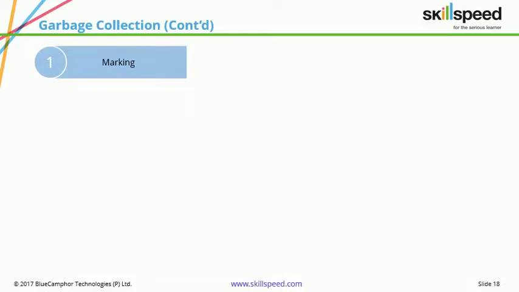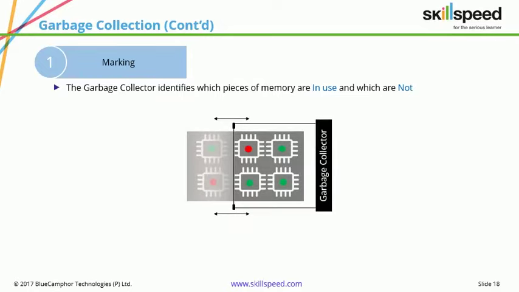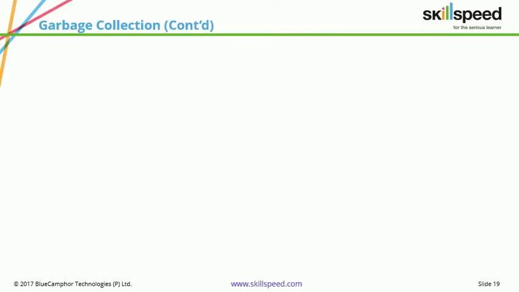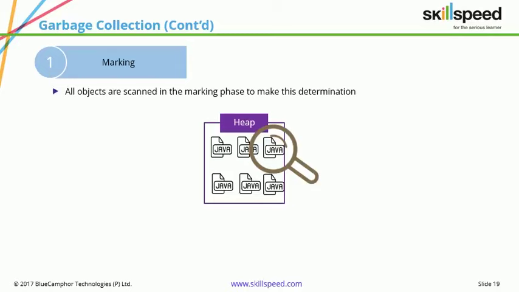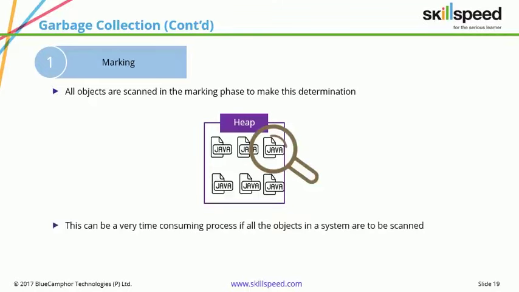How does Java do the marking when doing the garbage collection? Initially the garbage collector will identify pieces of memory that are in use and which are not in use. That is done by the garbage collector and it is called marking. All the objects are scanned for this purpose in the marking phase, and it is determined which one is being used and which one is not being used. Actually, this is a very time consuming process, because all the objects that are currently being used and which are in the memory right now have to be scanned.